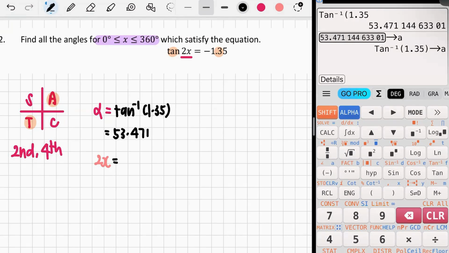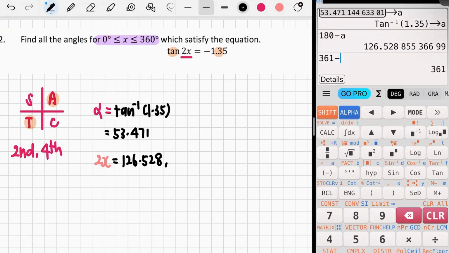All right. So I want second quadrant. So second quadrant is 180 minus that basic angle, which is 126.528. Then after that, you want the fourth quadrant, which is 360 minus the basic angle. So that is 306.528.